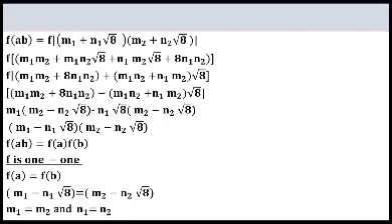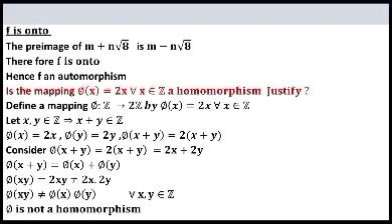Now we are proving f is 1-1. f of a is equal to f of b. That is m1 minus n1 into root 8 is equal to m2 minus n2 root 8. Equating the corresponding terms, we get m1 is equal to m2 and n1 is equal to n2. Therefore f is 1-1.